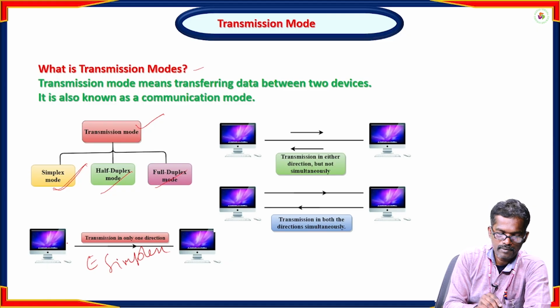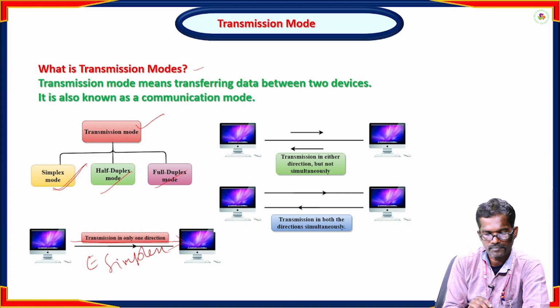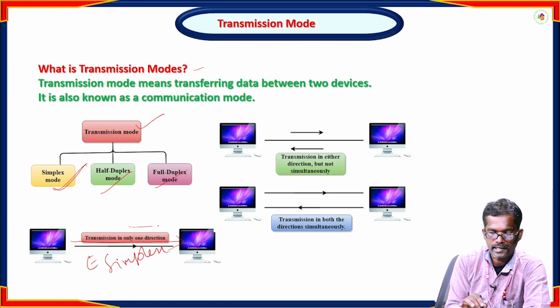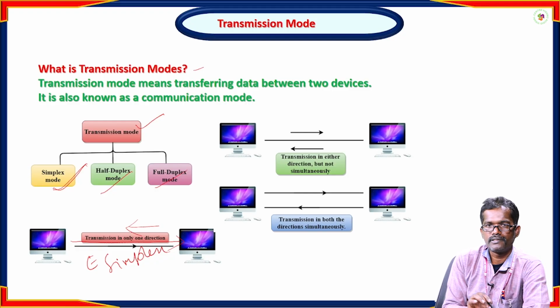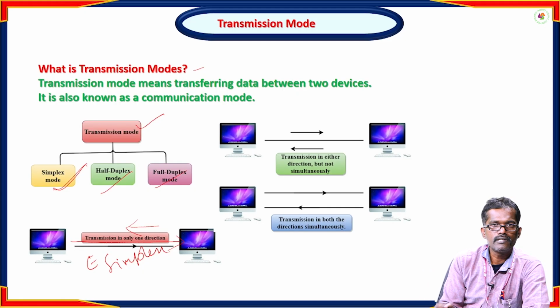Simplex example from PC1 to PC2, or A to B, sender to receiver. Directly we are transferring information only one way. There is no return back. There is no acknowledgement saying that I have received your information or your data. A will just send the information to B. Either it receives or not, we don't bother about it. That is related to the simplex mode.